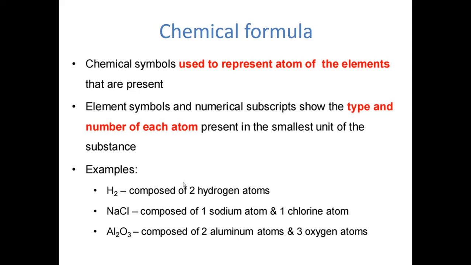For the chemical formula, chemical symbols are used to represent atoms of the elements that are present. Element symbol and numerical subscript show the type and number of each atom present in the smallest unit. For example, if you see H2, it is composed of 2 hydrogen atoms. Here it is composed of 1 sodium atom plus 1 chlorine atom. And here, this molecule is composed of 2 aluminium atoms plus 3 oxygen atoms.